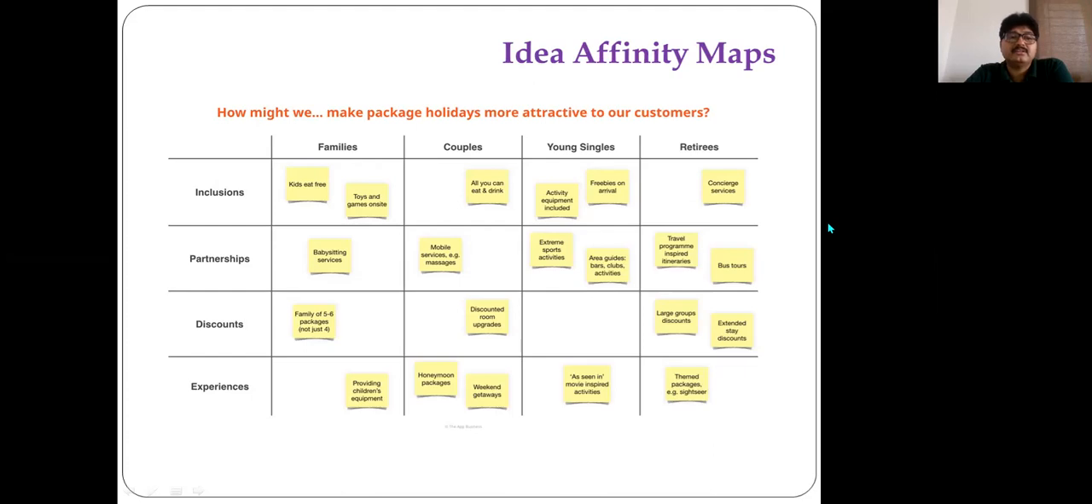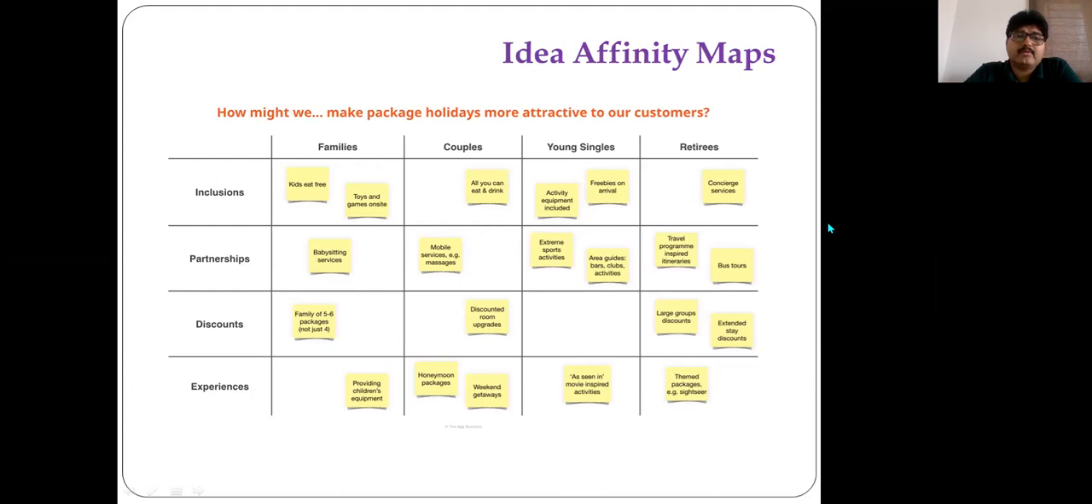In that scenario, the customers might be families, couples, young singles, or retirees. So you separate the customer segmentation, and then for the packages, you look at providing inclusions, partnerships, discounts, and experiences, four possibilities of ideas which have come forward from your teams. Then you see what type of package suits which type of customer segment.